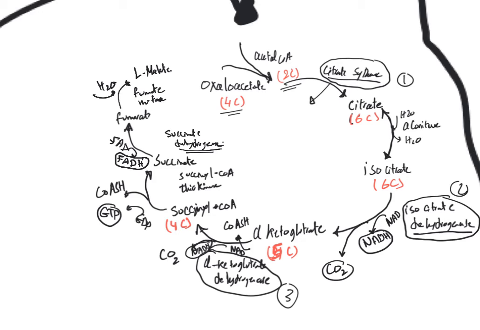As I said, 4 carbon here, 4 carbon here, 4 carbon here, so all 4 carbon until we reach oxaloacetate again. And there are no regulatory steps because it's not changing the carbon number. Okay, so we reach L-malate. L-malate is the last intermediate in the Krebs cycle. From L-malate to oxaloacetate, we're using malate dehydrogenase, and this is our last NADH. So NAD to NADH.